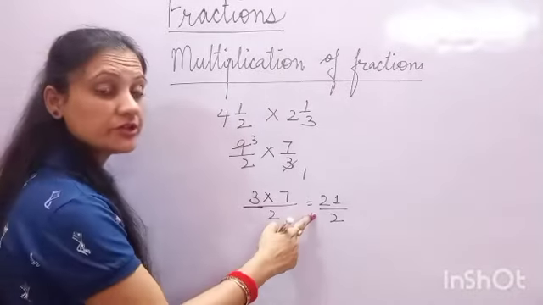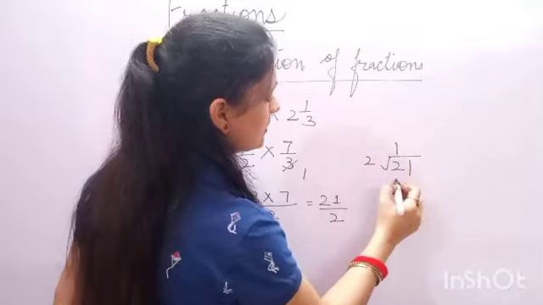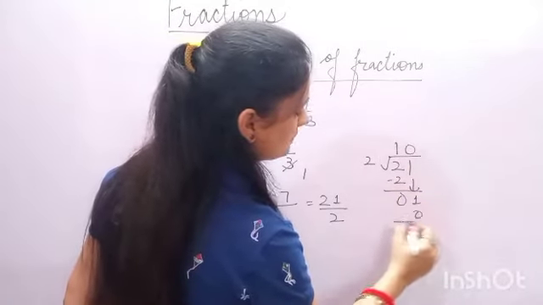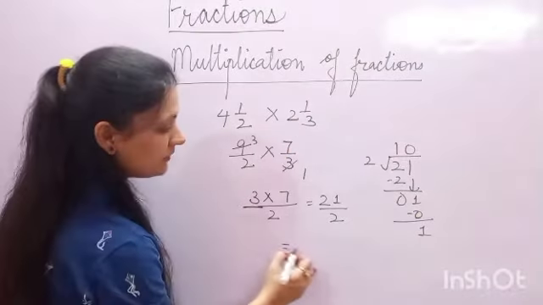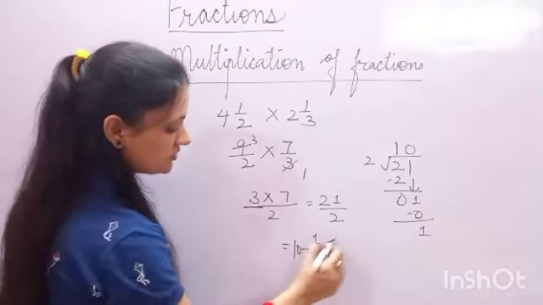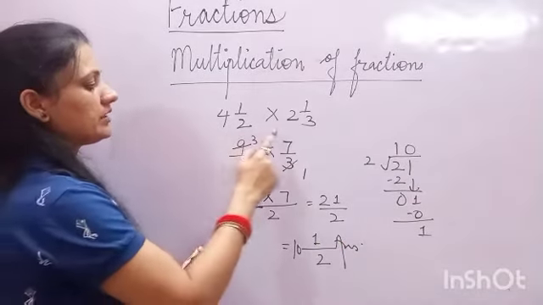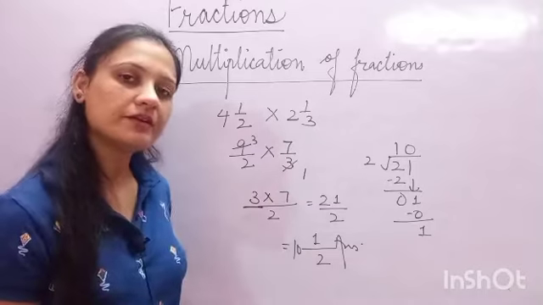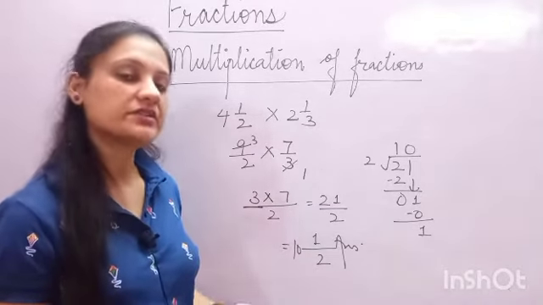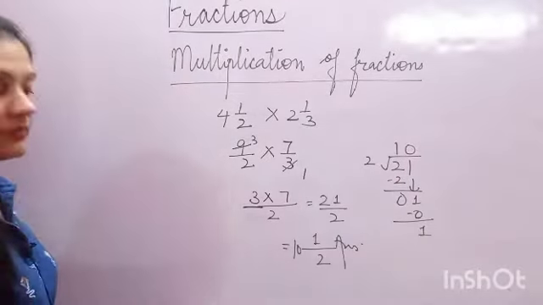Again, we cannot reduce, but it can be converted into a mixed fraction. 2 ones are 2. Drop 0. 2 tens are 20. So the answer will be 10, the denominator will be 2, and the remainder goes up, and here the quotient. This is how you multiply. Simple. Numerator should be multiplied by numerator, denominator by denominator. And then the same thing. If the answer can be reduced, reduce it. Otherwise convert into mixed. Right? Clear? This is how we can multiply.